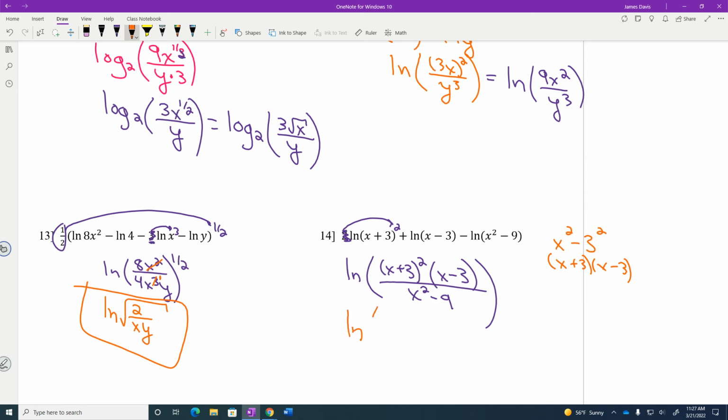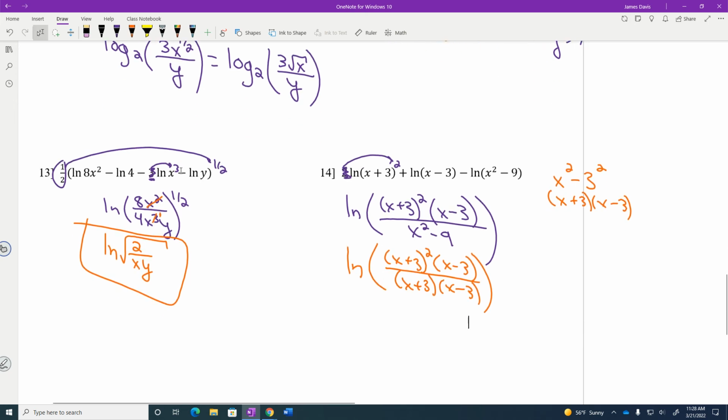So this then will be x plus 3 squared times x minus 3 over x plus 3 times x minus 3. And then we'll definitely get some cancellations there. Because x minus 3 is both in the top and the bottom. And then the top has an x plus 3, the bottom does. So this will cancel out with one of those. So then all we're left with then is the natural log of x plus 3. Everything else canceled.